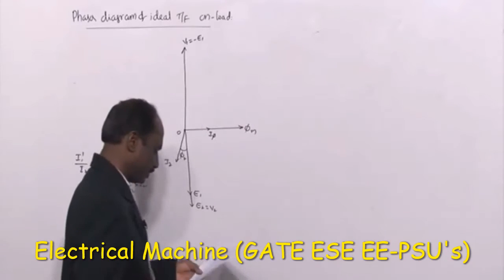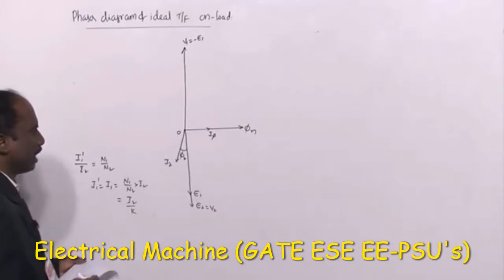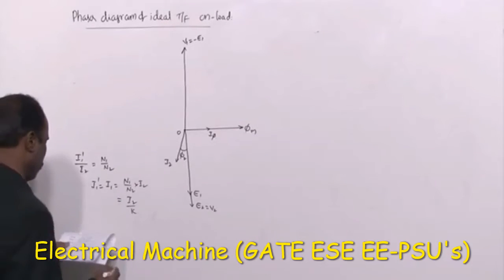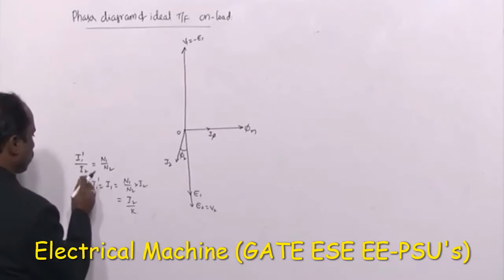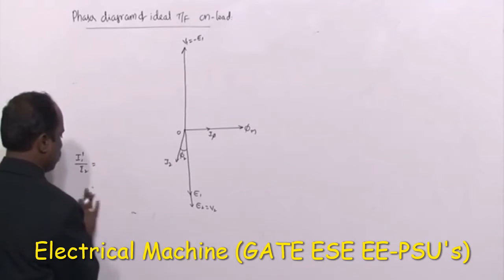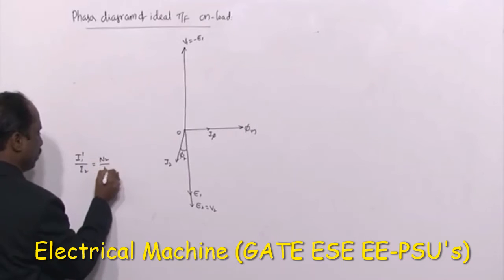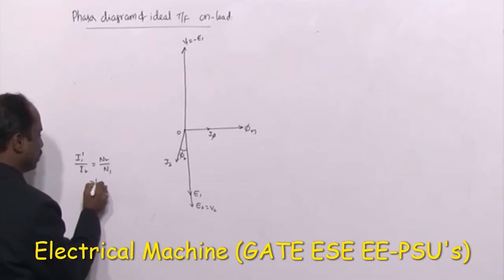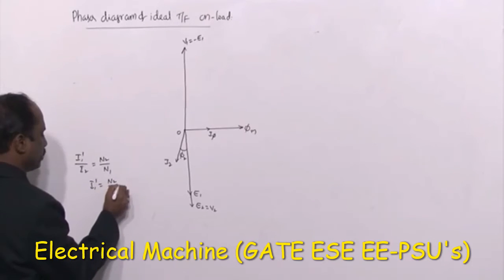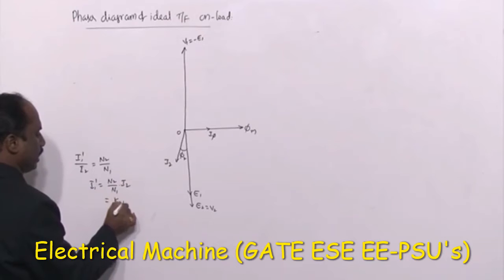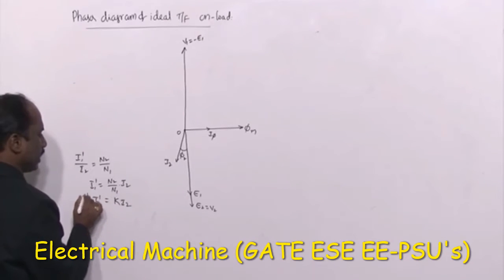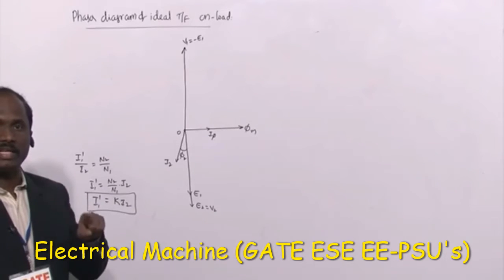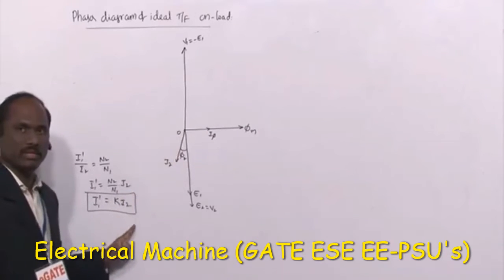So what is I1 dash? Sorry, I1 by I2 is nothing but N2 by N1, the reverse of the transformation ratio. So we got I1 dash is nothing but N2 by N1 times I2, which is K times I2. What is this K times I2? On the secondary side there is a current of 5 amperes. Its reflected value on the primary is nothing but K times I2.